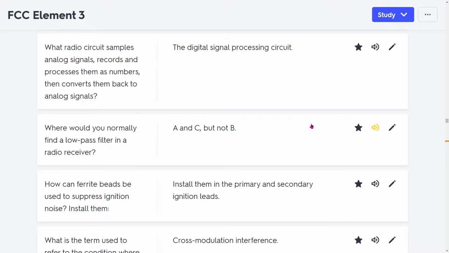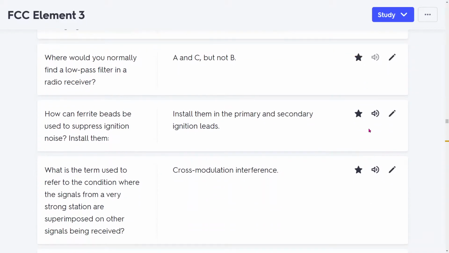Where would you normally find the low-pass filter in a radio receiver? A and C, but not B. How can ferrite beads be used to suppress ignition noise? Install them in the primary and secondary ignition leads.